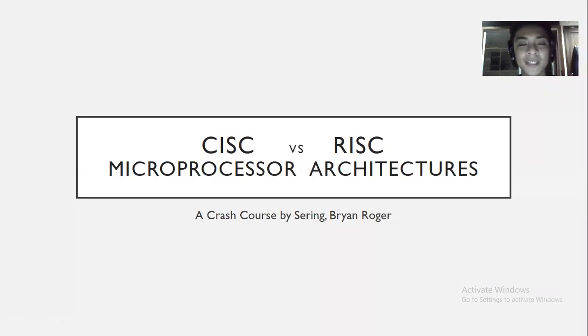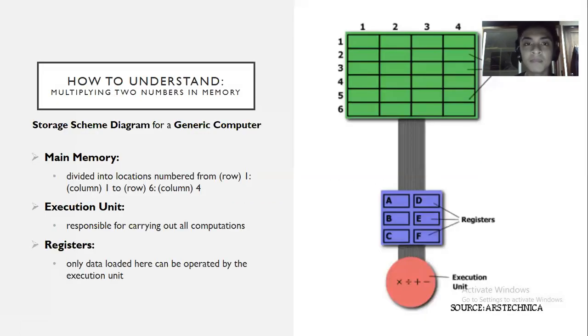Good day, everyone. My name is Bryan Ring, and we're going to have a crash course on microprocessor architectures, CISC versus RISC. Before we can understand the differences between those two microprocessor architectures, we first have to understand the concept of the storage scheme diagram for generic computers.